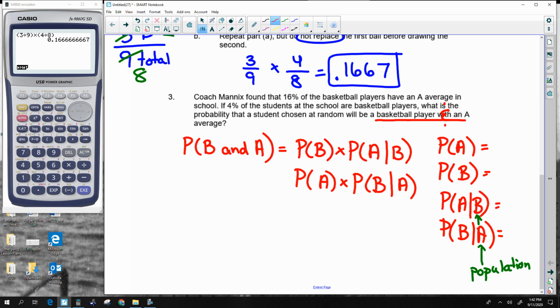Here we go. 4% of the students are basketball players. So that's straight up being a basketball player. 16% of the basketball players, so that's your population. So 16% of the basketball players have an A. So your population is basketball players, and from those basketball players, we see that 16% have an A. So the things that we have no information about is straight up the A and the B given A. So we don't have any information about those two pieces. So the formula that we're using is logical deduction, pretty easy.